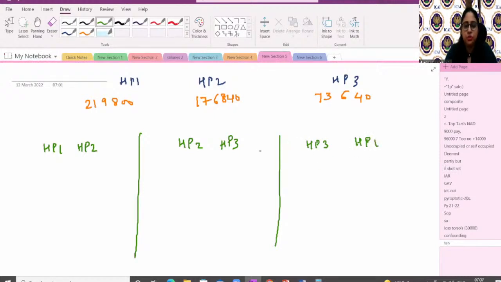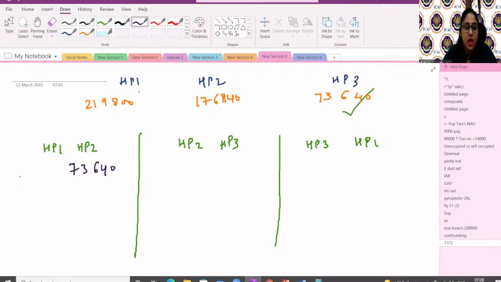Are there any other permutation combinations? No. So if I consider house property 1 as self-occupied and house property 2 as self-occupied, that means house property 3's income would be taxable. Correct? Because this we have calculated assuming they are let out. So house property 3 would be fully taxable, which is 73,640.